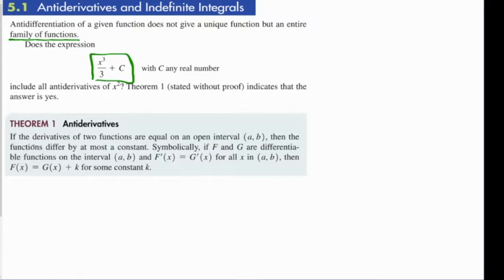Theorem 1 states that if the derivatives of two functions are equal on an open interval (a, b), then the functions differ by at most a constant. Symbolically, if f and g are differentiable functions on the interval (a, b), and f prime of x is equal to g prime of x for all x in the interval, then f of x is equal to g of x plus some constant k. So theorem 1 further reinforces the claim that this general form of the solution includes all the antiderivatives of x squared.